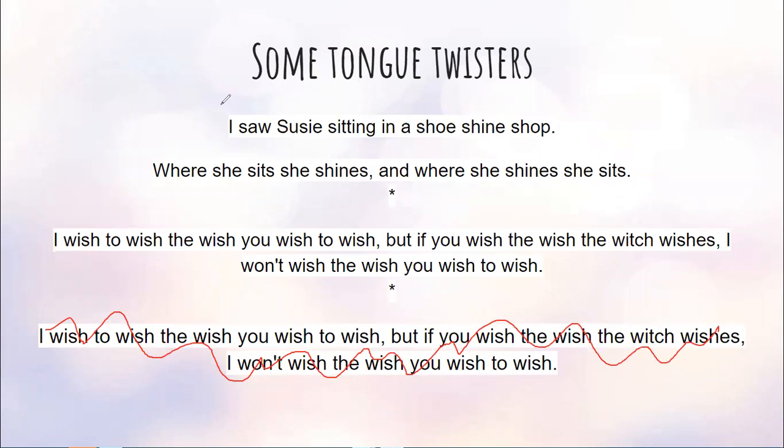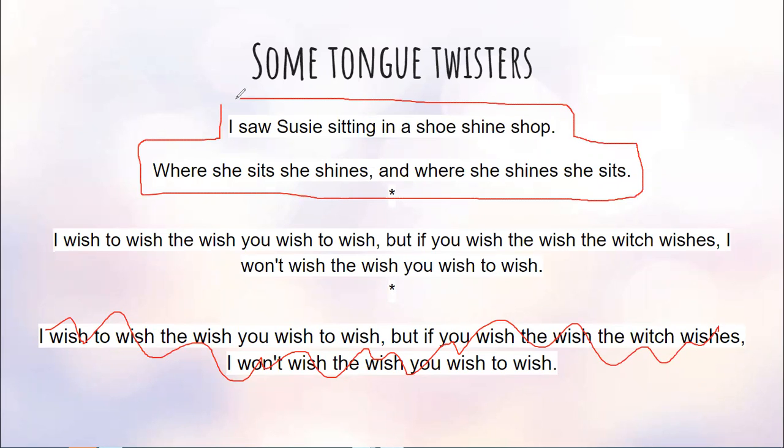Yeah, Tara. What about this one? Aquí tenemos solamente shh, que es el que te cuesta. And so Susie is sitting in the shoe shine shop. Where she sits, she shines, and where she shines, she sits. I saw Susie sitting in a shoe shine shop. Where she sits, she shines, and where she shines, she sits.